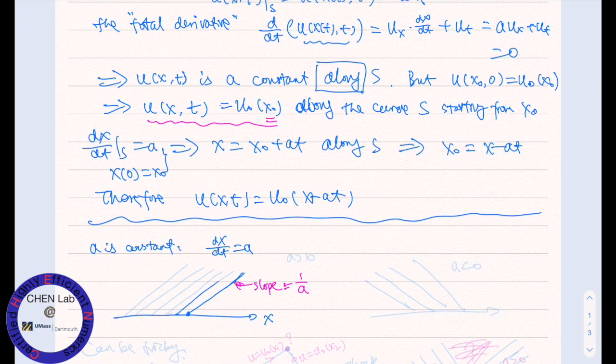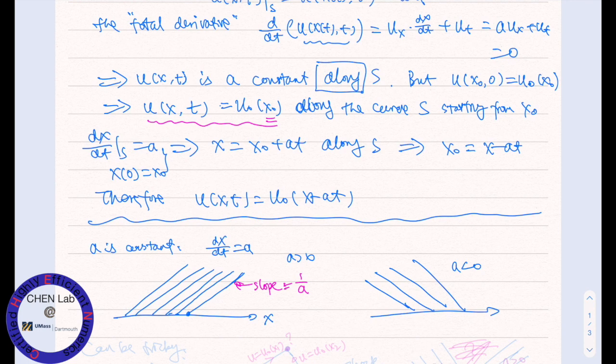And so basically, if a doesn't change with x, then you have all these parallel lines, all these characteristic curves originating from different locations. They are parallel. This is the case when a is positive. When a is negative, of course, it goes the other way, this way.